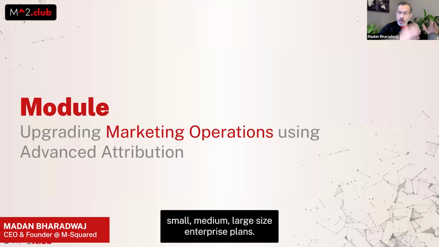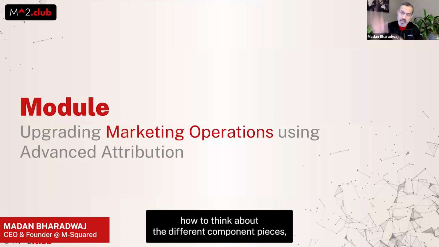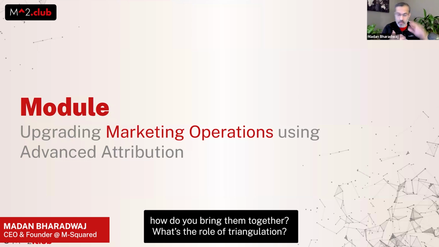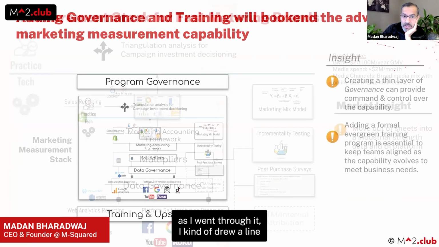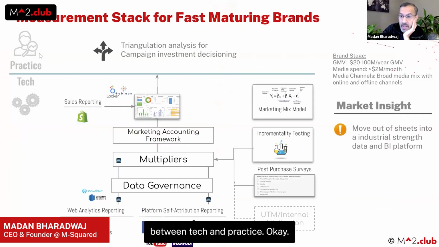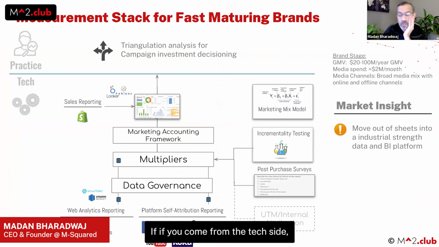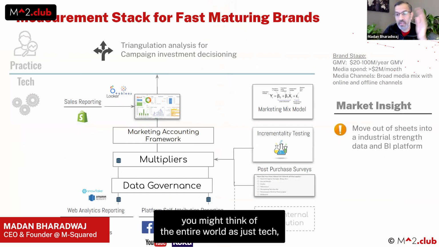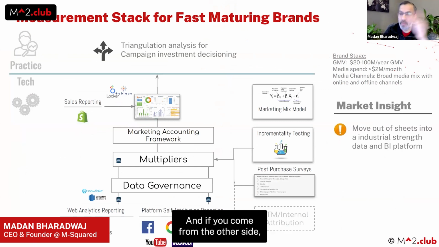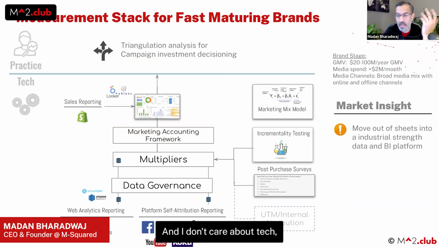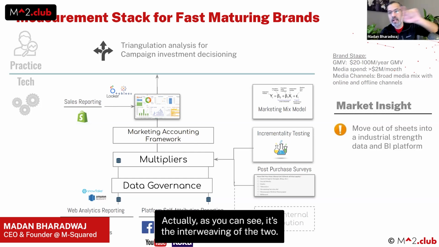We just talked about small, medium, large size enterprise brands, how you see as you go further and further up, how to think about the different component pieces, how do you bring them together, what's the role of triangulation. Also, an important thing you notice as I went through it is that I drew a line between tech and practice. Okay, they both are sort of interwoven together. If you come from the tech side, you may think of the entire world as just tech, just about systems and BI and dashboards and whatnot. And if you come from the other side, you may not even care about tech. I don't care about tech, I just care about grabbing a few reports, right? Actually, as you can see, it's an interweaving of the two.